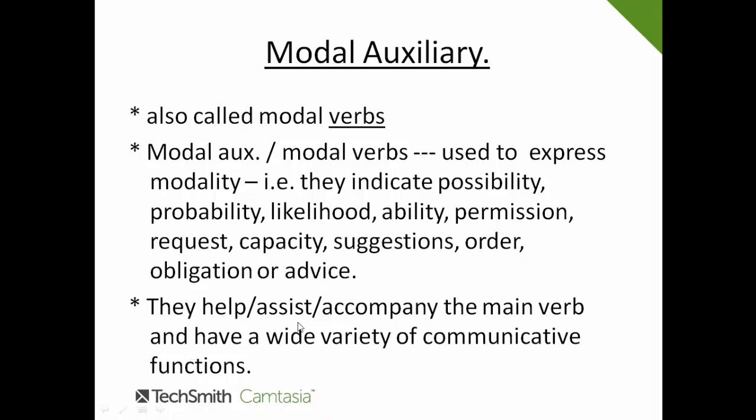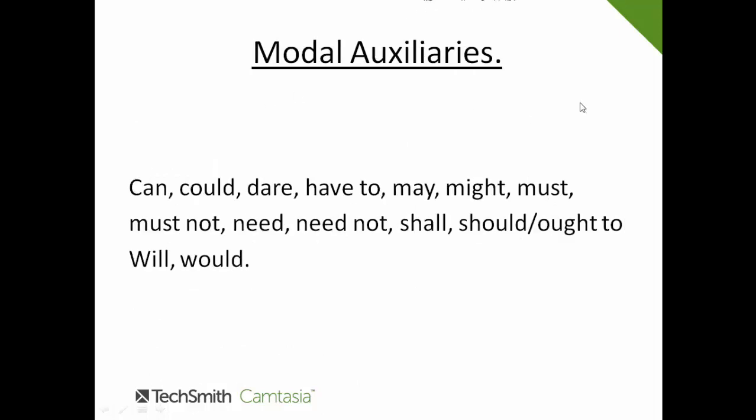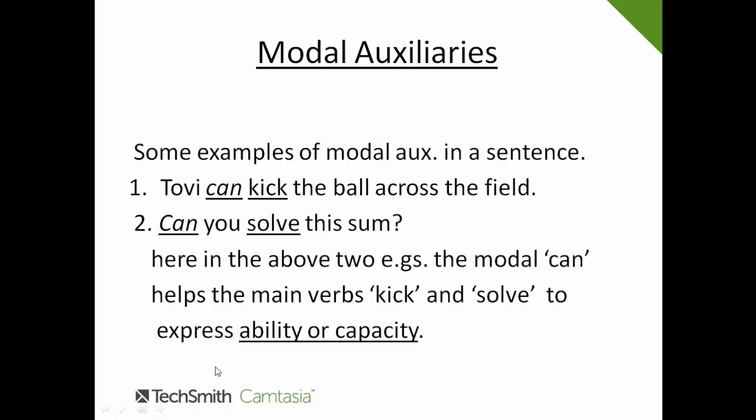They help or assist or accompany the main verb and have a wide variety of communicative functions. These functions are listed here, as you can see. We will try and understand with the help of examples in the next slide. Modal auxiliaries in English include can, could, dare, have to, may, might, must, need not, shall, should, ought to, will, and would. Now let's use these modal auxiliaries, at least one, in some examples.